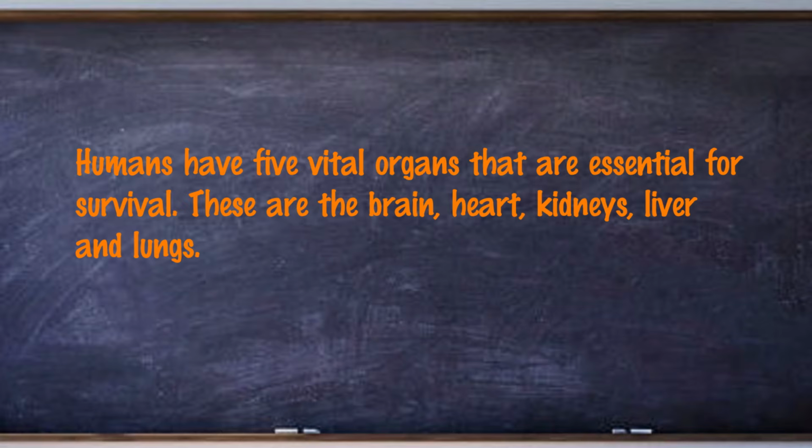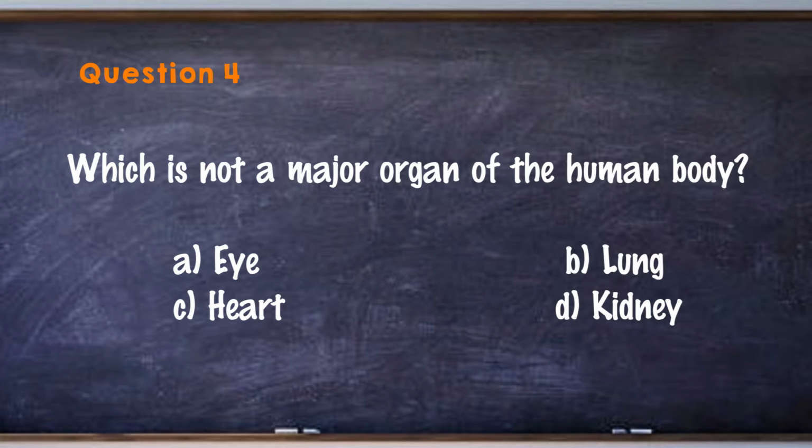You see, humans have 5 vital organs that are essential for survival. These are the brain, the heart, the kidneys, the liver, and the lungs. Okay? So back to our options. We have A, eye, B, lung, C, heart, D, kidney.